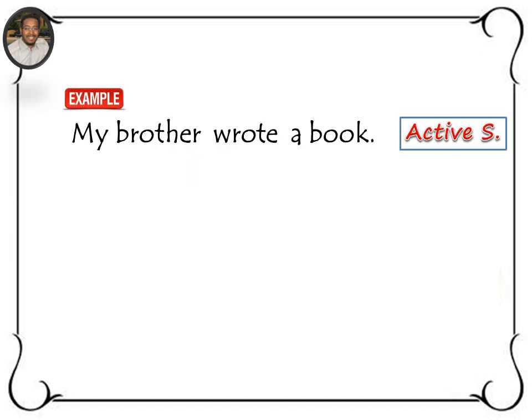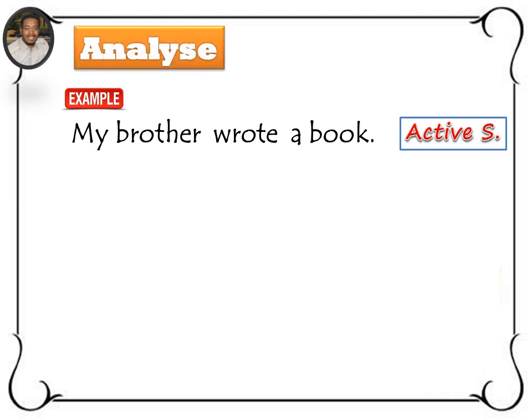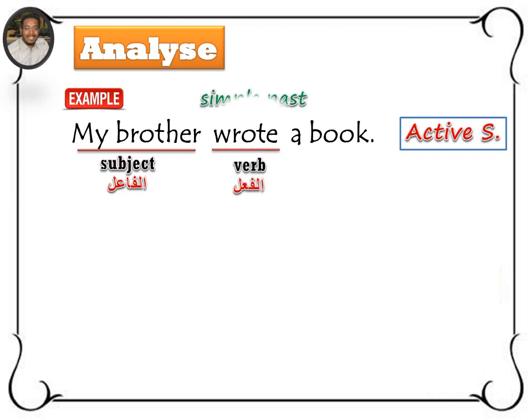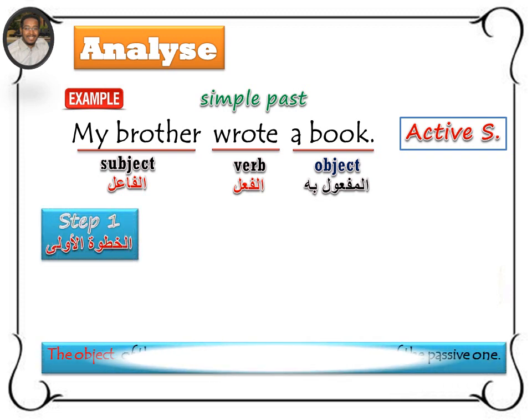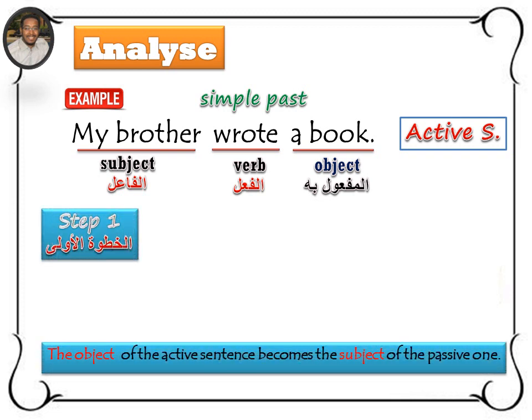Let's start with analyzing this sentence. We have my brother is the subject, wrote is the verb and it is in simple past, and a book is the object. Always start this way. Now, step number 1. The object of the active sentence becomes the subject of the passive one.